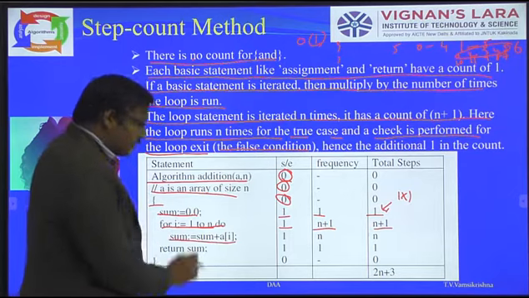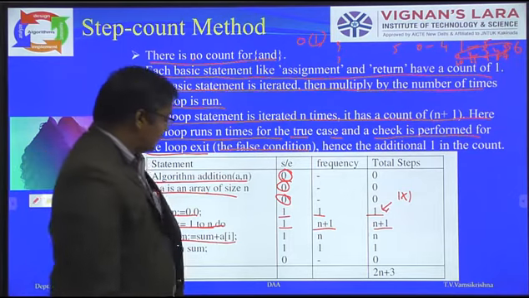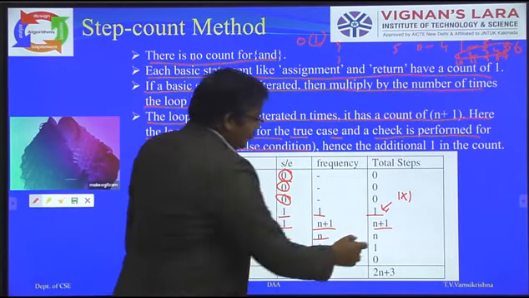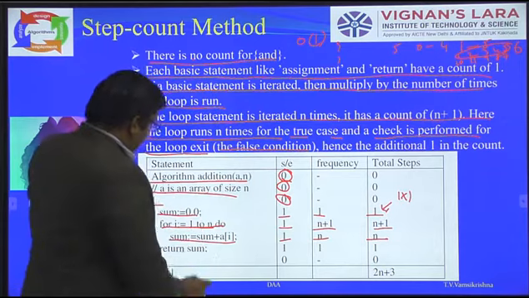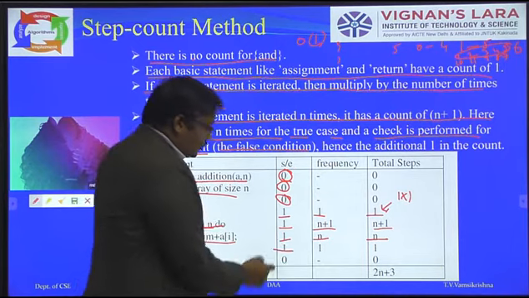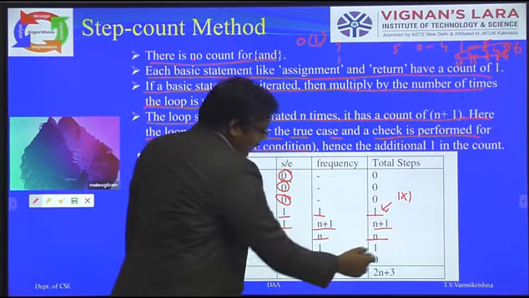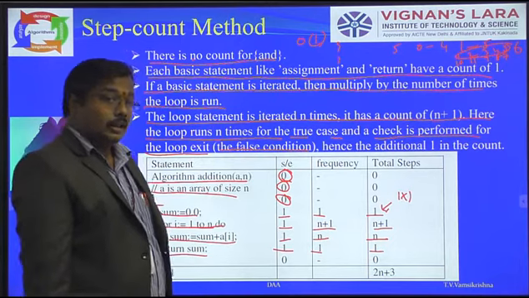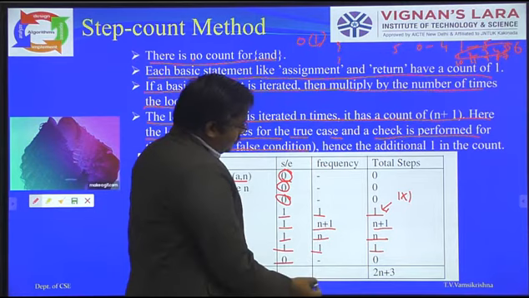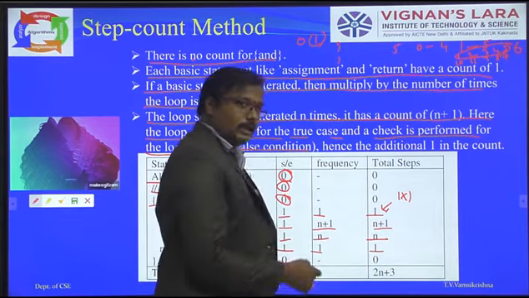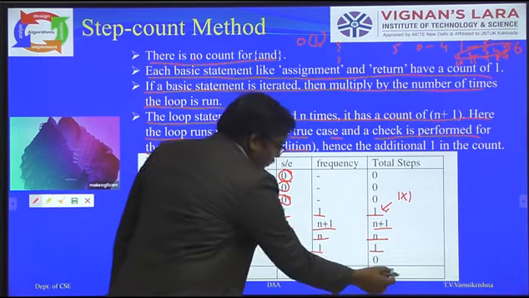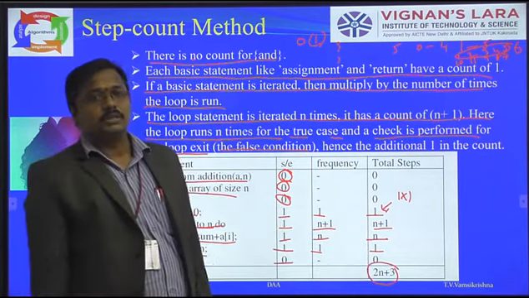Next, sum equal to sum plus a of i: the step for execution is 1, and the frequency is n, so 1 into n is n. In the case of the return statement, we have discussed 1 unit of time, so the step for execution is 1 and the frequency is also 1; 1 into 1 is 1. The close brace we have not counted; it is 0. So totally 1 plus n plus 1, n plus 2, plus n, 2n plus 2, plus 1, 2n plus 3. This is the total number of steps.